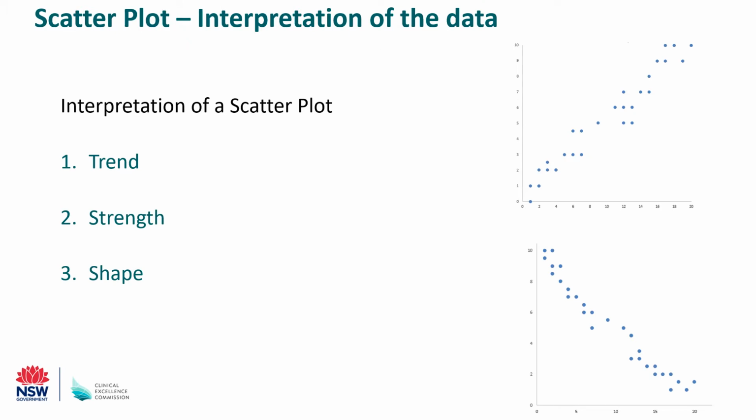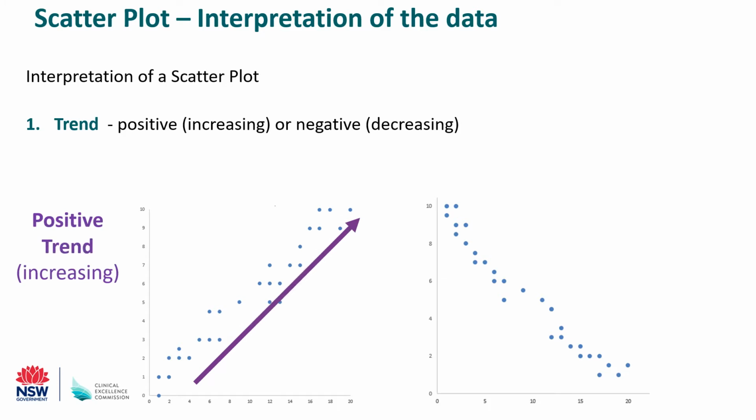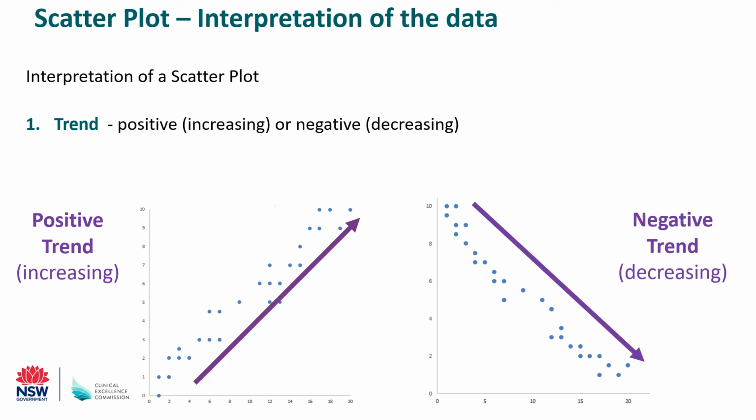To interpret a scatter plot, we look at three things. We look at the trend of the data, the strength of the data, and the shape of the data. So the trend can either be a positive trend, where the trend is increasing, or a negative trend, where the trend in the data is decreasing.